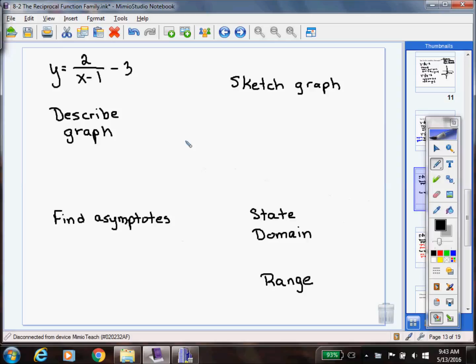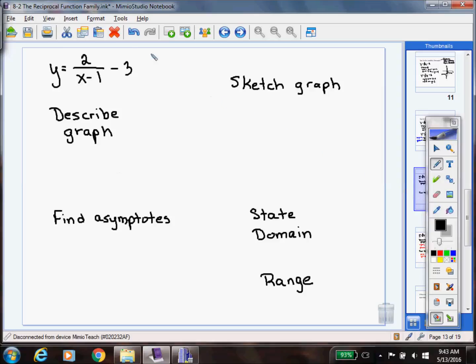All right, so we have another one fresh to work through. It will be good for you to be able to describe a graph, find the asymptotes, then use those asymptotes to sketch the graph, and then from there state the domain and the range. So first of all, describing the graph.